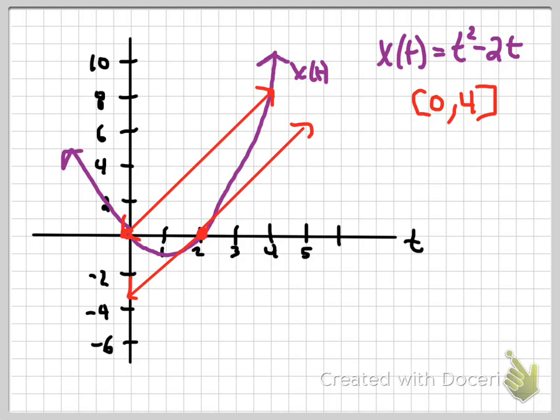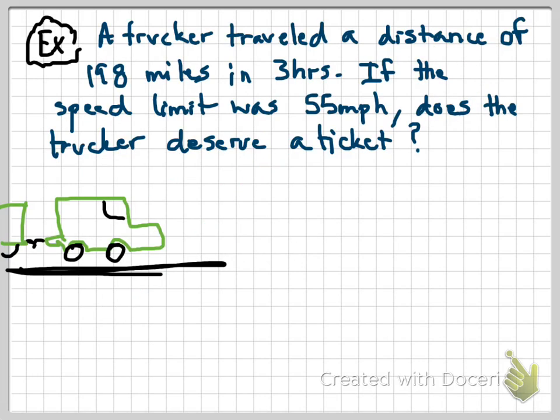Okay, so now let's move on to another example here that's less obvious. And here it is. This is a very traditional calculus problem. We have a trucker who traveled a distance of 198 miles in 3 hours. If the speed limit was 55 miles per hour, does this trucker deserve a ticket? I never like to give tickets as my question here. I don't like giving out tickets, but does this trucker deserve a ticket?